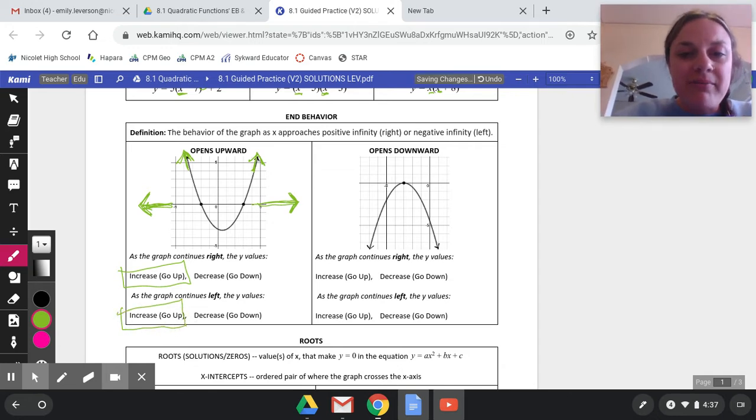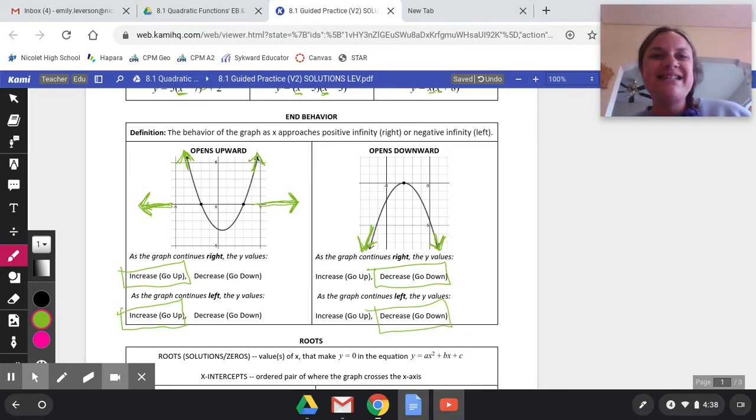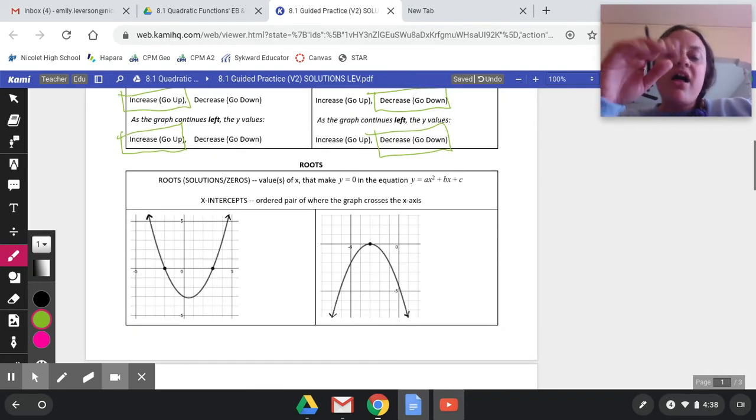For a parabola that opens downward, in this case, on the right-hand side of the graph, right here where I'm looking, it is decreasing or going down. And then on the left side, it is also decreasing or going down. So that's end behavior. We look at the right side of the graph, what's happening there, the left side of the graph, what's happening there. The other thing that we want to talk about are roots.